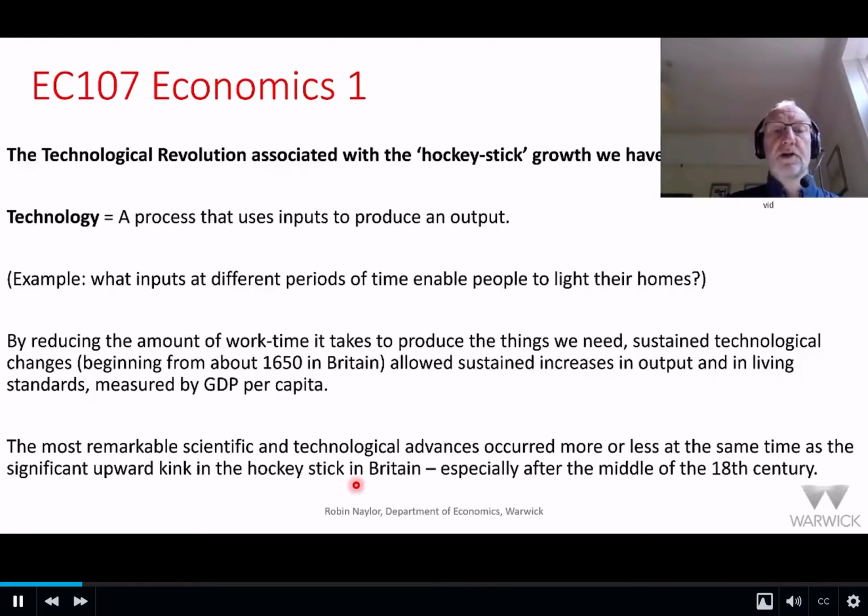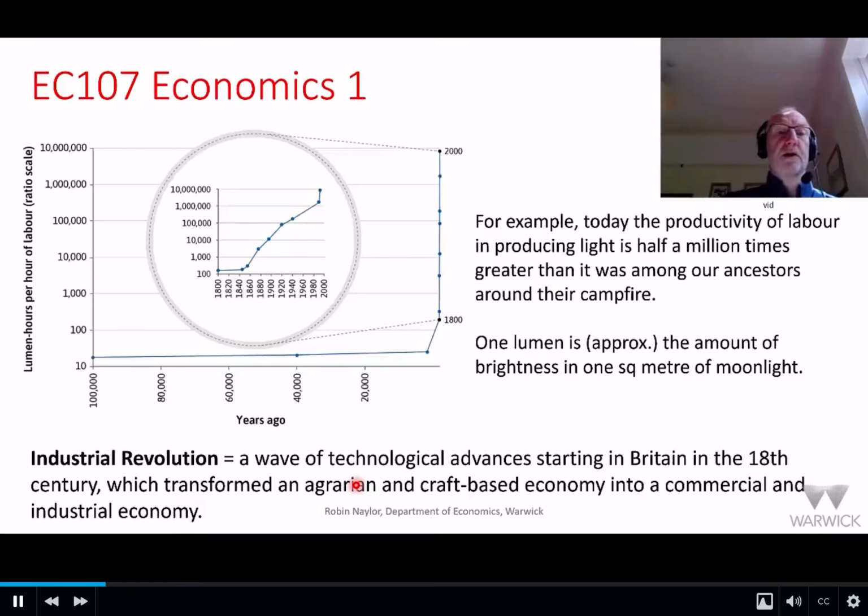The most remarkable scientific and technological advances occurred more or less at the same time as the significant upward kink in the hockey stick in Britain, especially after the middle of the 18th century. So we're going to be seeing this hockey stick picking up not just economic growth, but technological advances and changes across a variety of different aspects. So consider, for example, the case of light.